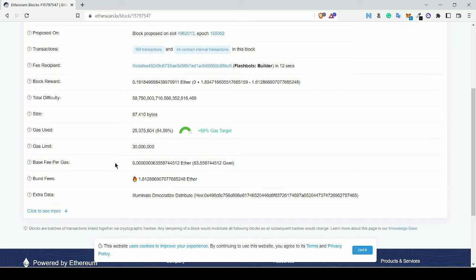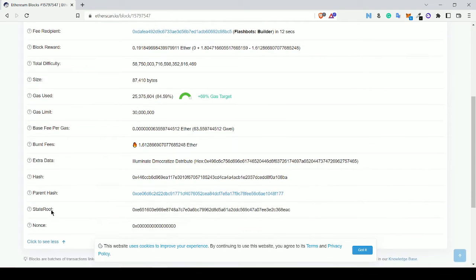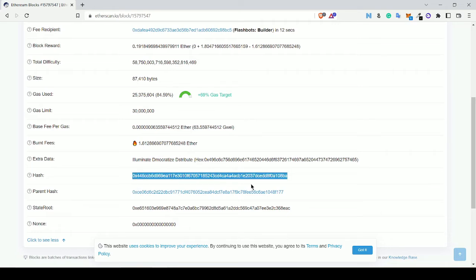Now I am not going into the technicals of this. For this, as I suggested before, you have to go to ethereum.org. There you can find much more details about the fee per gas and everything. So this is the burnt fees, extra data. This is the hash of this particular block. As we discussed in the blockchain video as well, each and every block has a hash. So our Ethereum blockchain also has a hash.